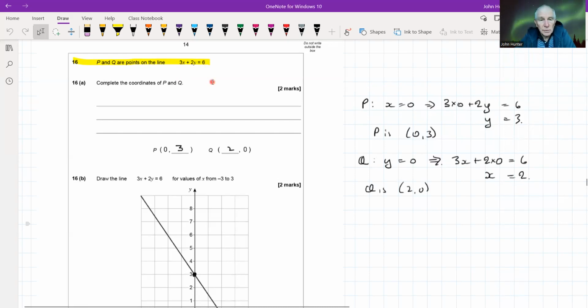So this is a complete definition of all the points that sit on this line, whether or not they're whole numbers or fractions or decimals or whatever.